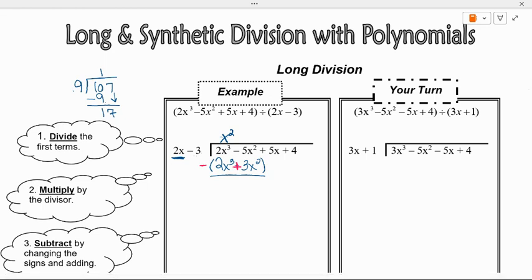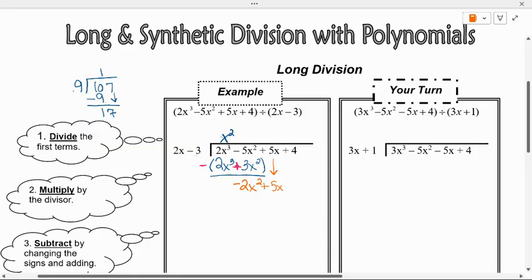Okay, let's see. 2x cubed minus 2x cubed is 0. That's what I want. Negative 5x squared plus 3x squared is negative 2x squared. And I have to bring down my positive 5x. So again, I have to ask myself, what can I multiply? I'm going back to this, right? This is my divisor. What can I multiply 2x by so that it cancels out my negative 2x squared? Well, I have to multiply it by an x.